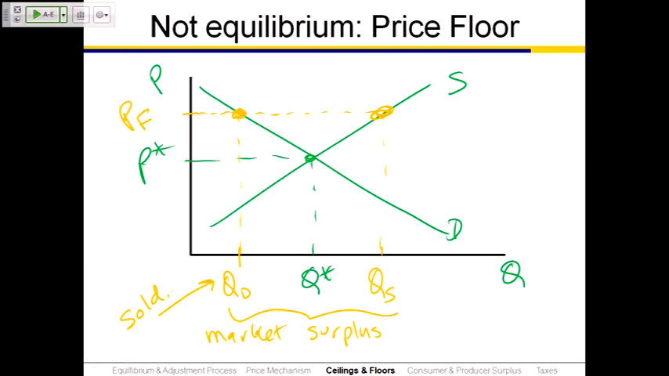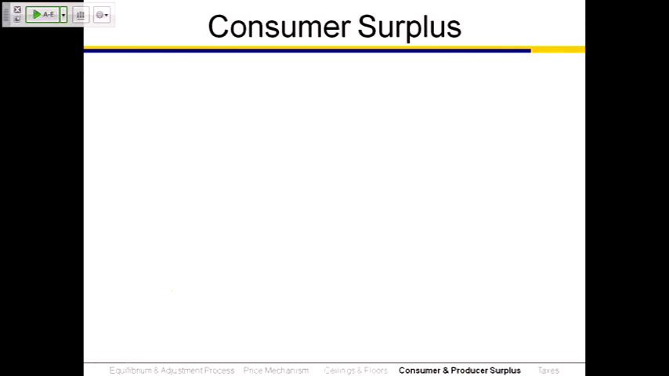Price ceilings and price floors are examples of times when we get away from equilibrium, away from letting the price mechanism figure out what is happening in the market. Economists don't like price ceilings and price floors. Economists, as a rule, like having markets that determine how much is going to be produced without any intervention in the form of these price ceilings or price floors. And they like that because of a concept called consumer surplus and a companion concept called producer surplus. Consumer surplus.